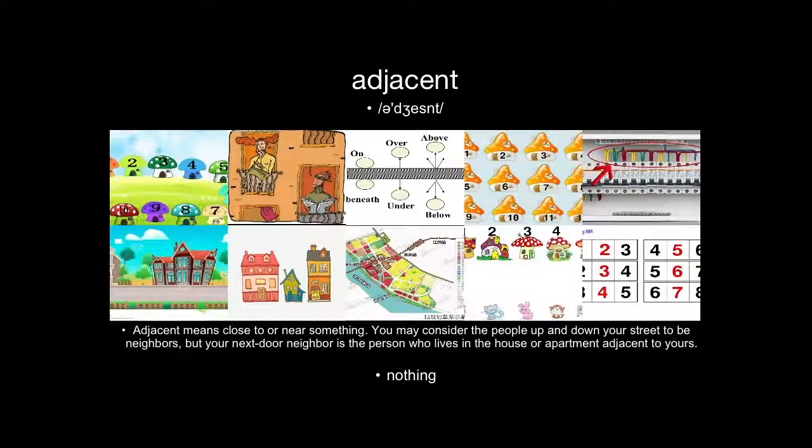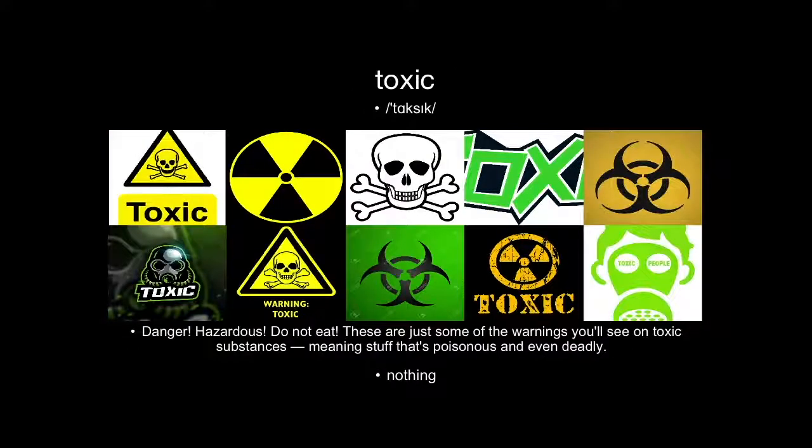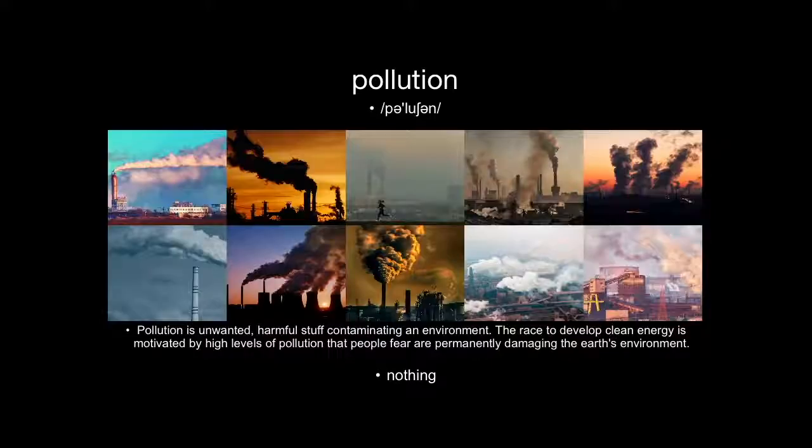Adjacent means close to or near something. You may consider the people up and down your street to be neighbors. Toxic. Danger, hazardous, do not eat. These are just some of the warnings you'll see on toxic substances, meaning stuff that's poisonous and even deadly. The race to develop clean energy is motivated by high levels of pollution that people fear are permanently damaging the Earth's environment.